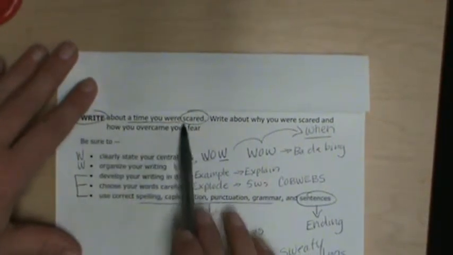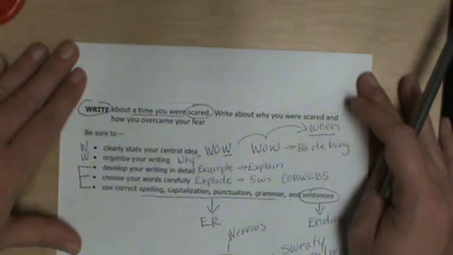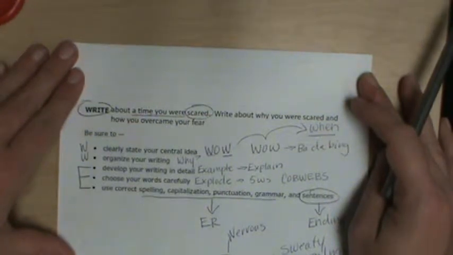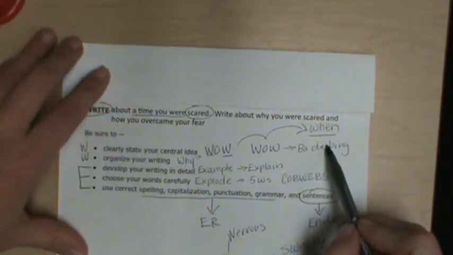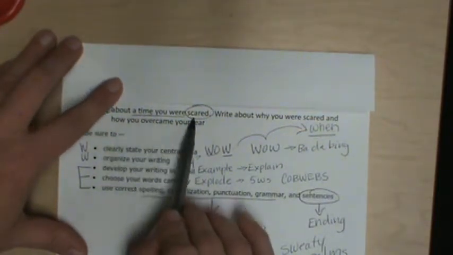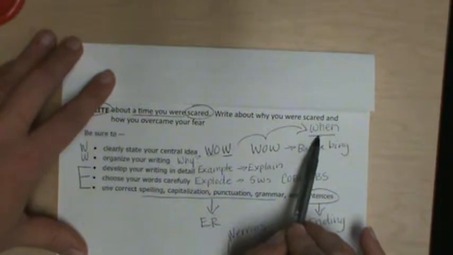It says write about a time you were scared, write about why you were scared, and how you overcame your fear. So the first thing I'm going to do is decide what one W they are asking me to write about. In this case, they're saying to write about a time you were scared. A time is a when. So my W is going to be, I've got to define a when I was scared.